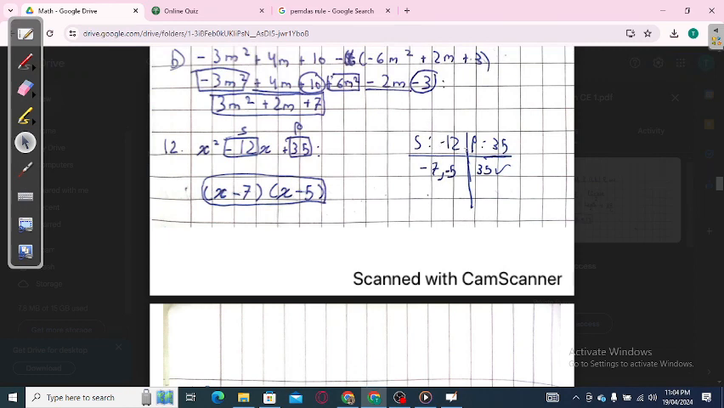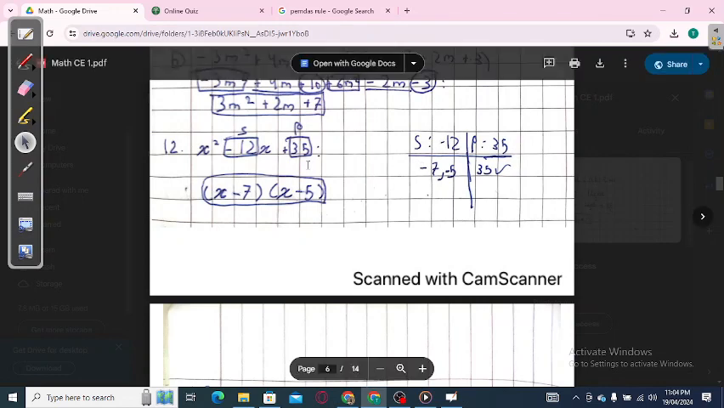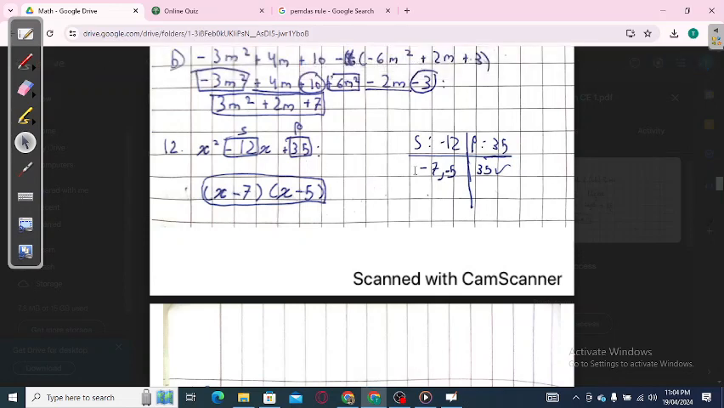One added, negative 12, and one multiplied, positive 35. Now, through really simple common sense and logic, you're going to find out that it's going to be -7 and -5. Those are your two numbers.